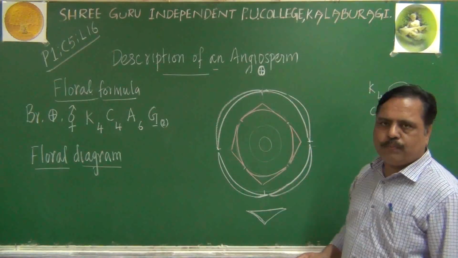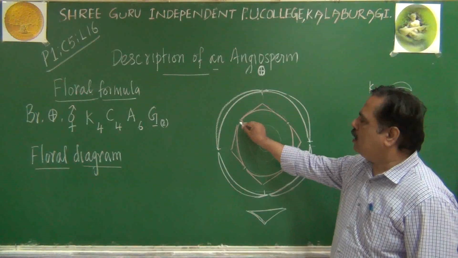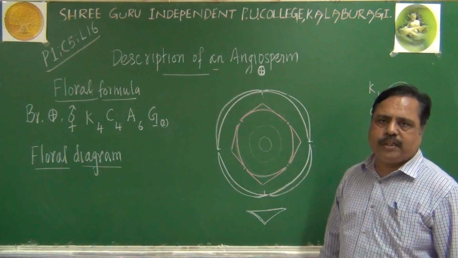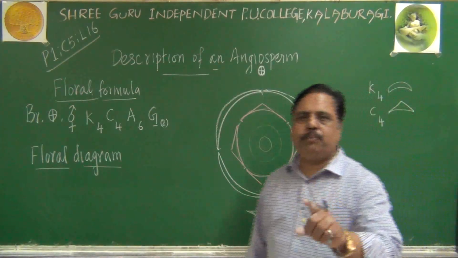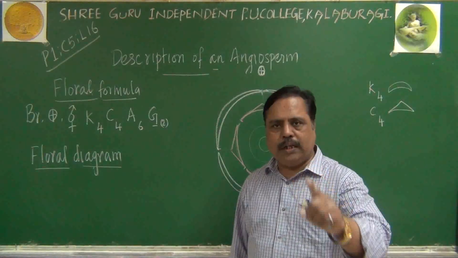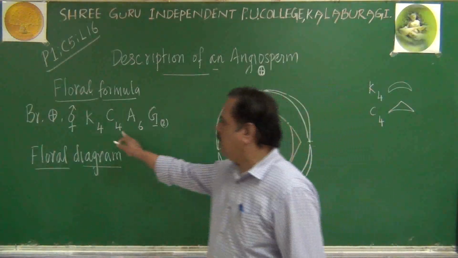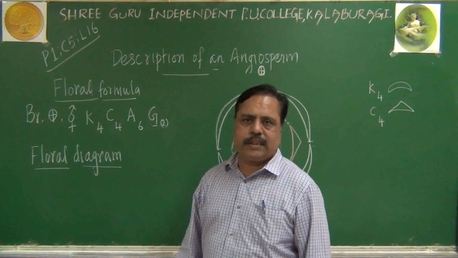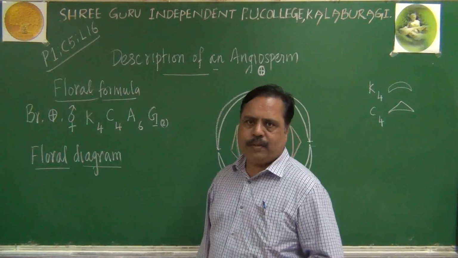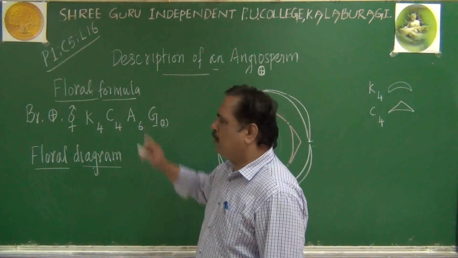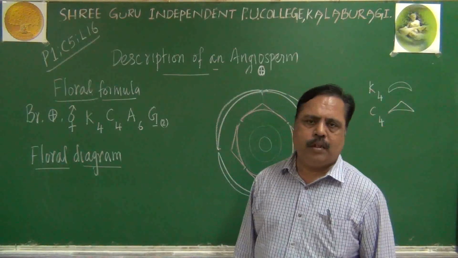Aestivation we will come to know. And they are not united with each other. That means polypetalous condition, polysepalous. For both I did not put any bracket in this case. Try to get this point. Let us come to the third point, androecium.